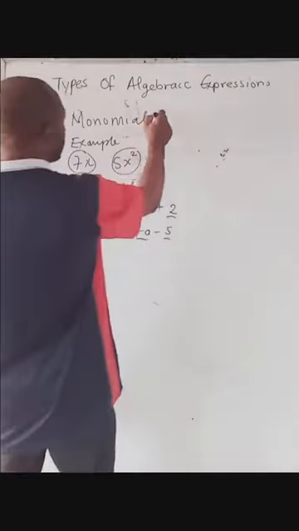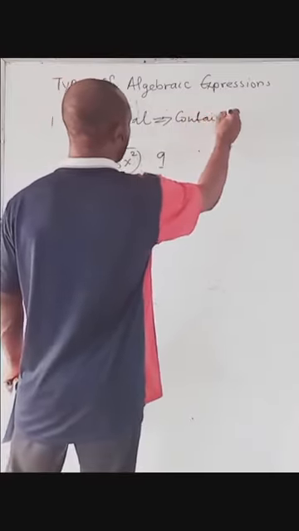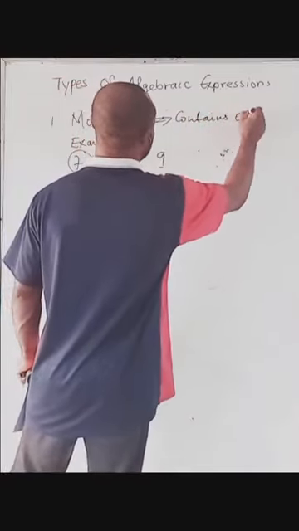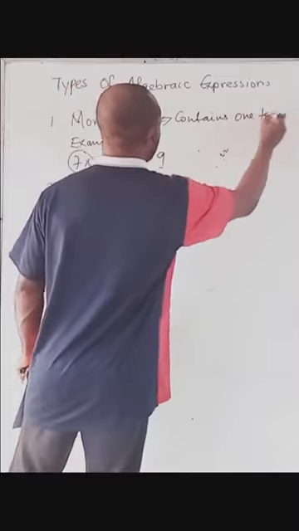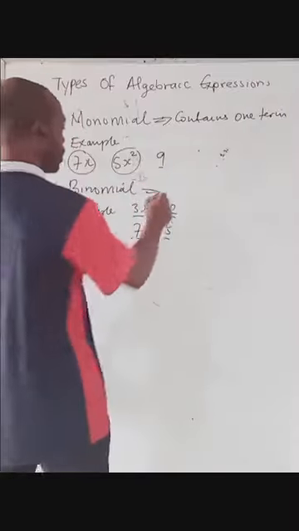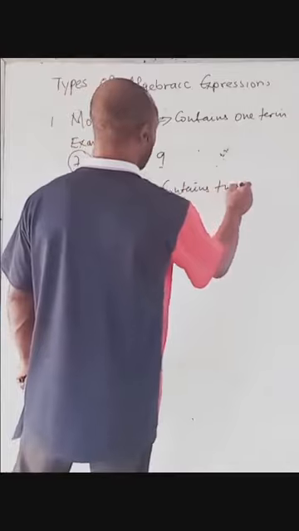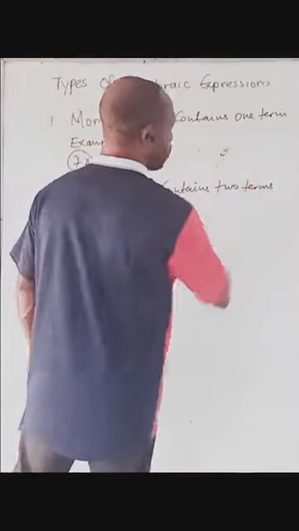So a monomial contains one term, or what you can call a single term, while a binomial contains 2 terms.